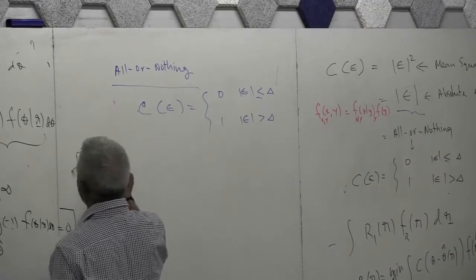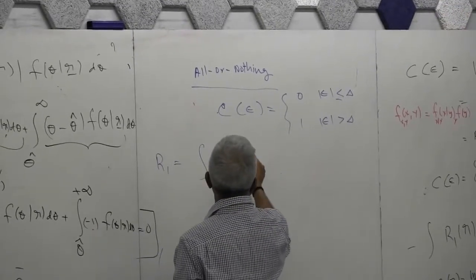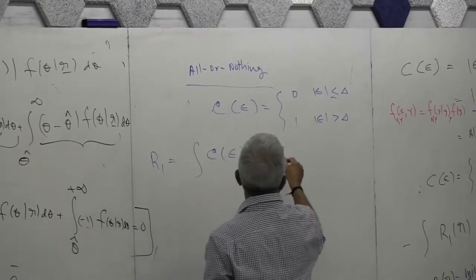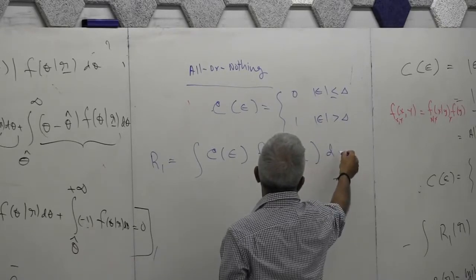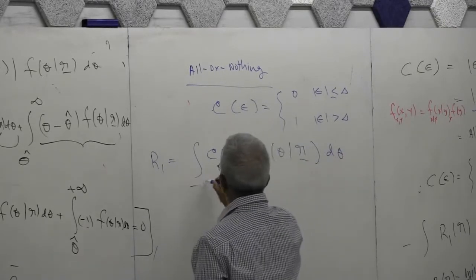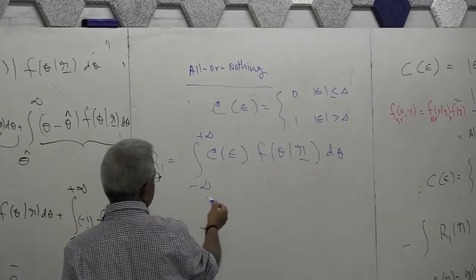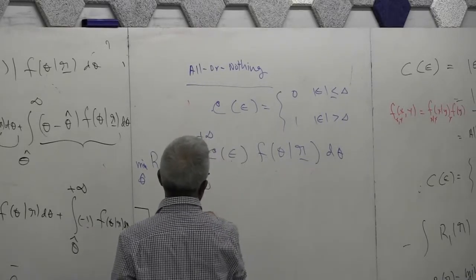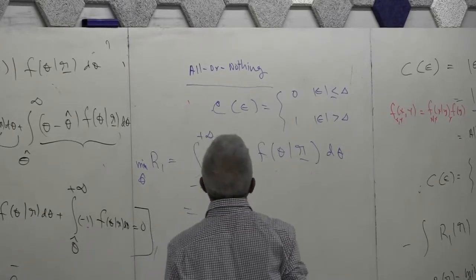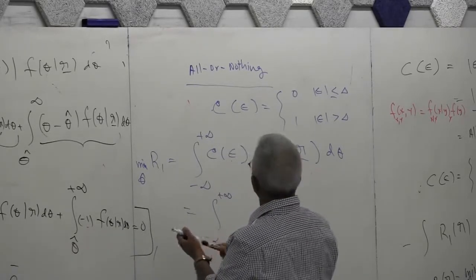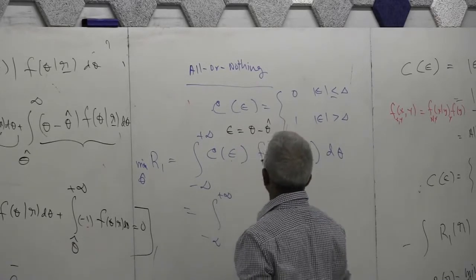So again, once again, R1 is what? R1 is the cost of error, right? F of theta given R, right? Of course, we want to minimize this by picking theta hat. Where is theta hat? Theta hat is here. Epsilon is theta minus theta hat, right?